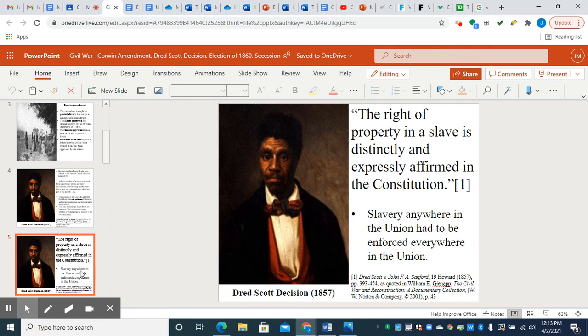Through decisions like this, through things like the promise of the Corwin Amendment, through the fugitive slave laws, meaning you had to return escaped slaves, help enforce slavery, going all the way back to the fugitive slave clause originally in the Constitution. And so we see, leading up to the Civil War, there are actually several actions of the federal government that are put in place to protect slavery.